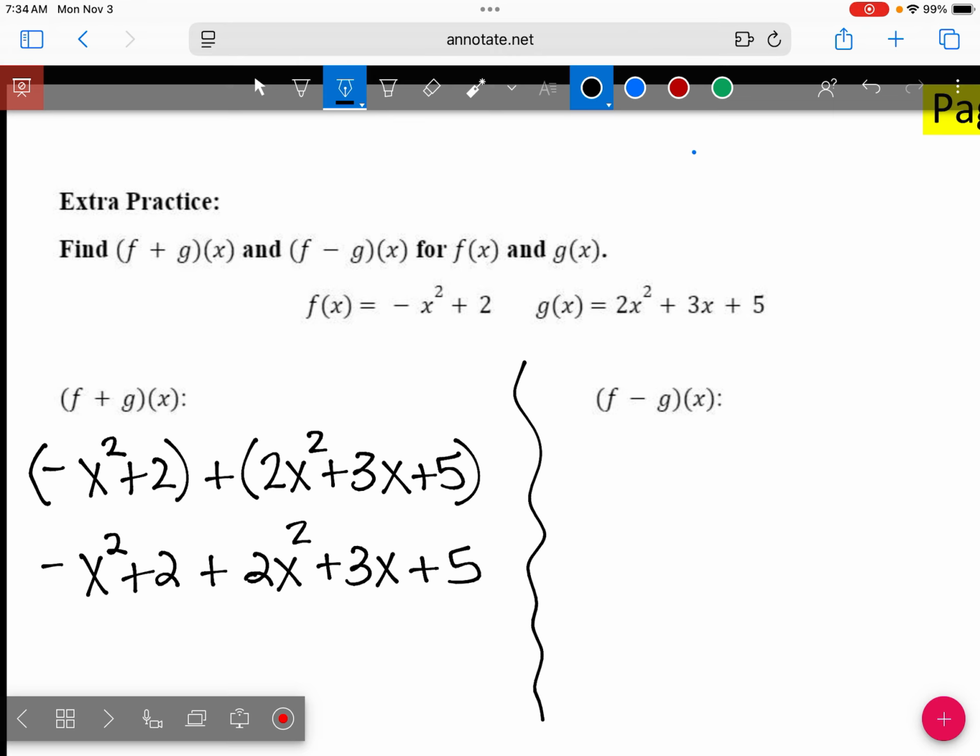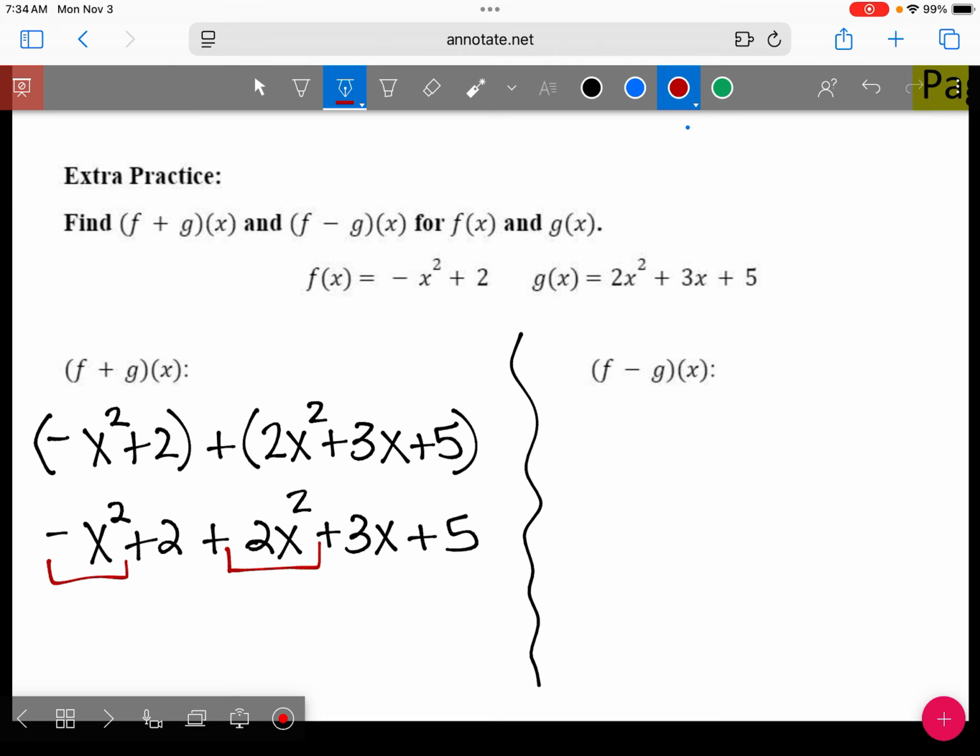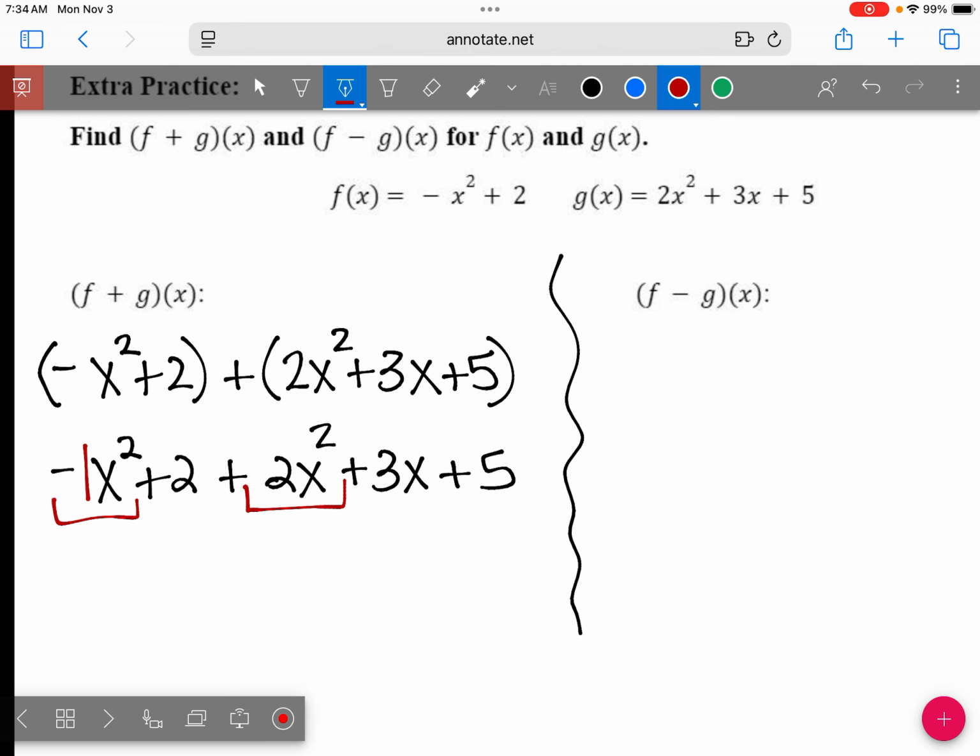So let's go ahead and combine our like terms. So we got these two. When we add that together, that's a negative 1 plus 2. Negative 1 plus 2 is just 1. All right, does 3x have a like term? No. So I'm just going to bring that down. And then Otanel, what do I get when I add together the 2 and the 5? 7. And that would be your answer.